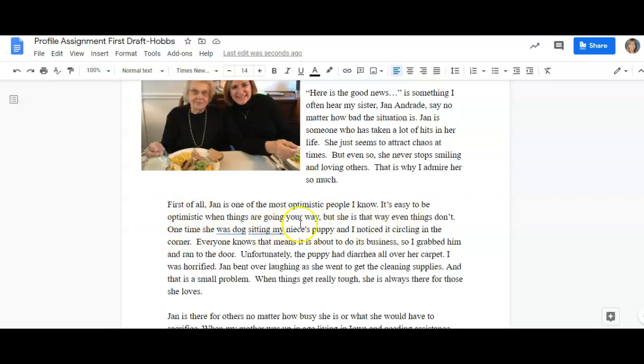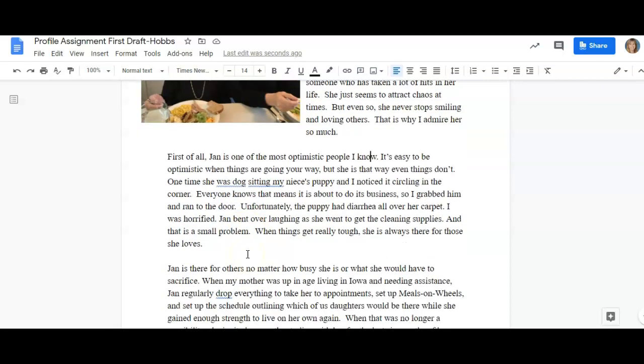"It's easy to be optimistic when things aren't going your way, but she is that way even if things don't. One time, she was dog sitting my niece's puppy, and I noticed it circling the corner. Everyone knows that means it's about to do its business, so I grabbed him and ran to the door. Unfortunately, the puppy had diarrhea all over the carpet. I was horrified. Jan bent over laughing as she went to get the cleaning supplies." And that is a small problem. "When things get really tough, she was always there for those she loves."